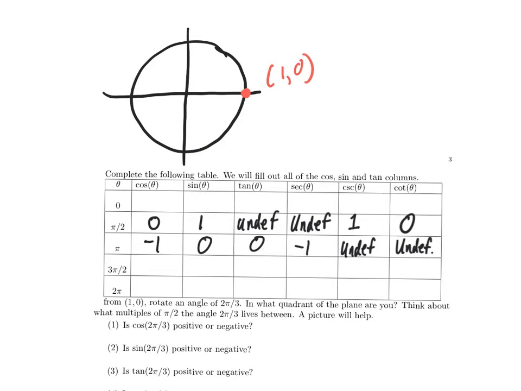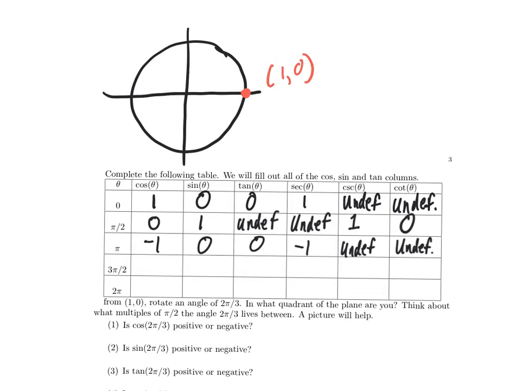So cosine is the x-coordinate, is 1. Sine is the y-coordinate, is 0. Tangent is y over x, is 0. Secant is 1 over x, is 1. Cosecant is 1 over y, is undefined. Cotangent is x over y, is also undefined.